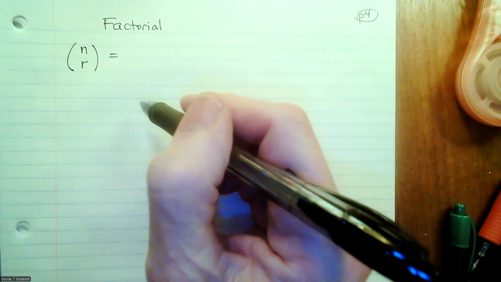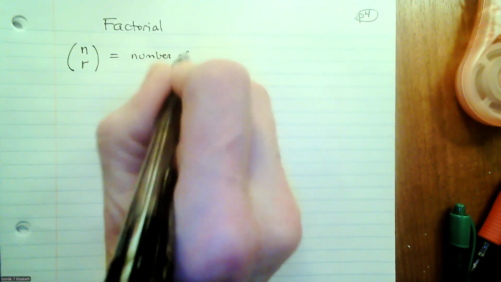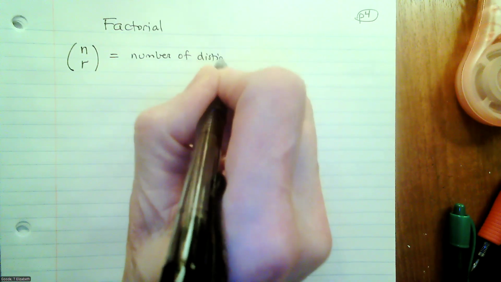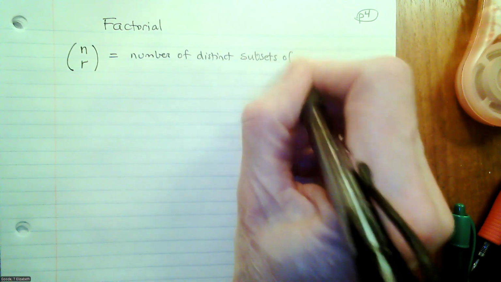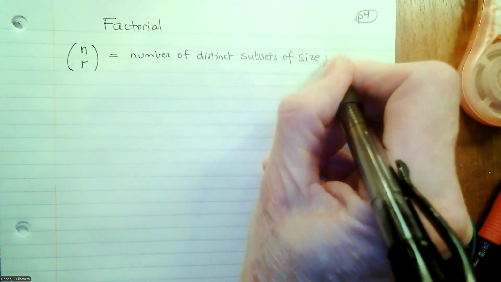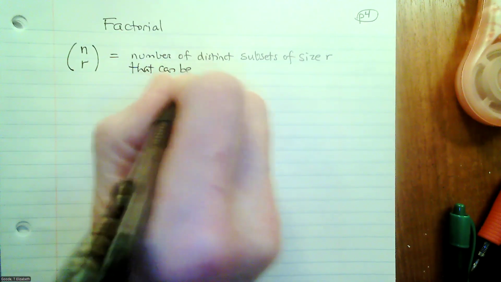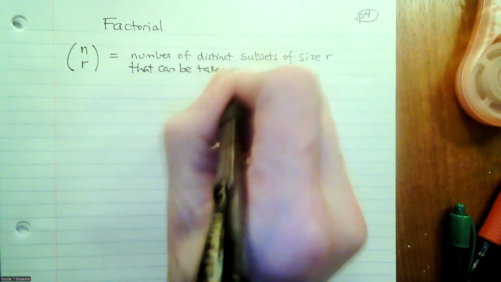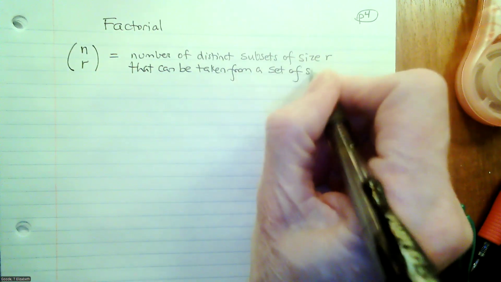So recall N choose R. It's kind of nice just to know what it really means. It's the number of distinct, that means different, of course, subsets of size R that can be taken from a set of size N.